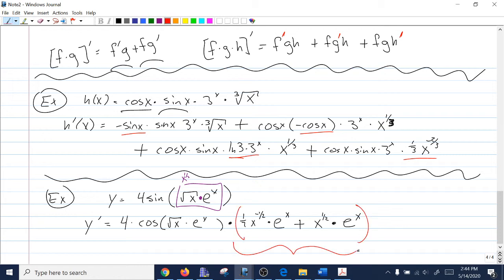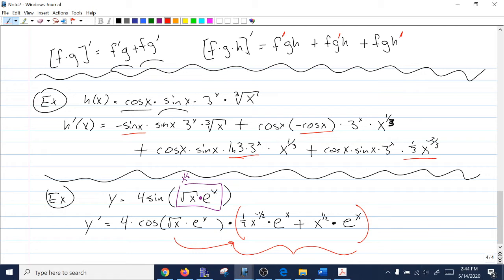This is all the derivative of the inside. The chain rule wants us to multiply that, that's all getting multiplied by the derivative of the outside, leaving the inside alone. Product rule.